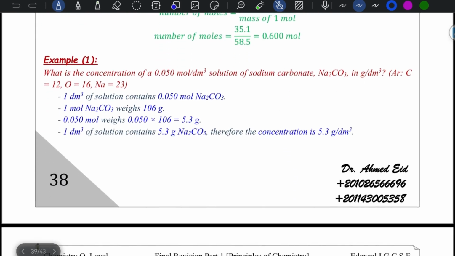What is the concentration of 0.05 mole per cubic decimeter sodium carbonate in gram per cubic decimeter? Also, you have to calculate Mr, and now from mole to gram, multiply by Mr. Let's say 0.05 multiply 106, it will give 5.3 gram per 1 cubic decimeter, as you can see.